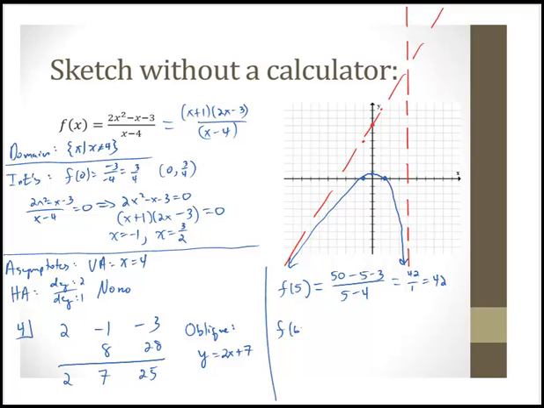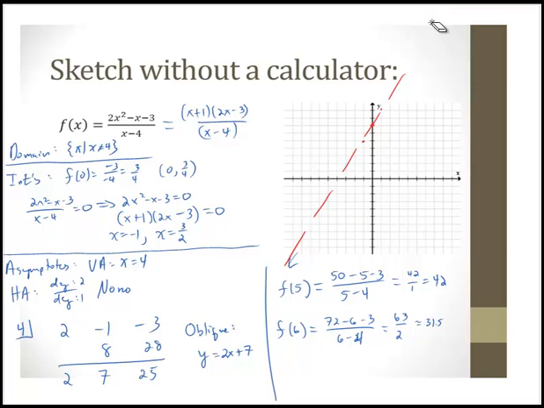Well, about f of 6. f of 6 would be 2 times 36, that's 72, minus 6, minus 3, over 6 minus 4. So that's 63 over 2. That's about 31.5. So up here, and so let me redraw this. I need to redraw this on a different scale to show the curve correctly.